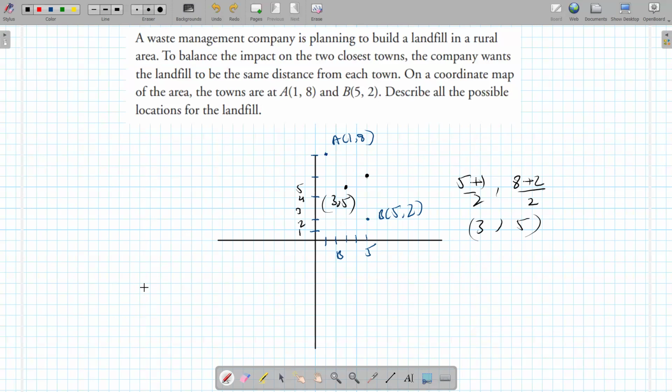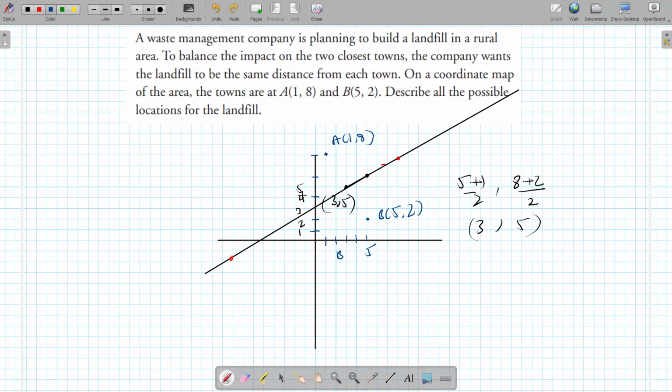The answer to this question is that the landfill can be anywhere across this line. Because if you take any point on this line and find the distance, it's going to be equidistant to both cities. So now the question is, what in the world is the equation for this line? That would be the final answer. Any point on this line is going to be the right answer, so we need to come up with an equation for this line.